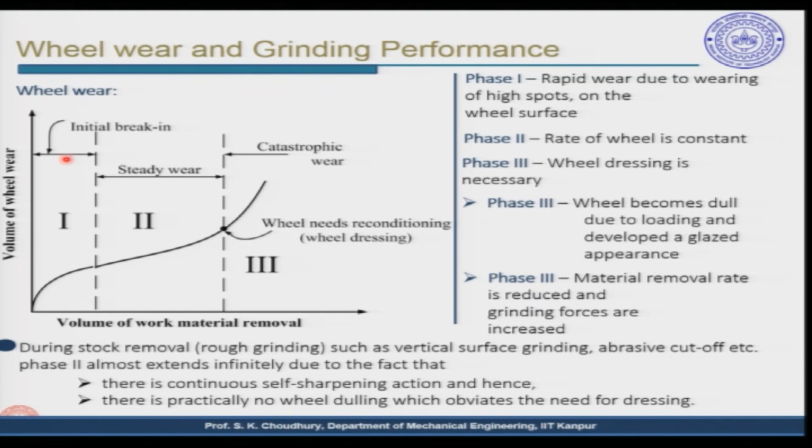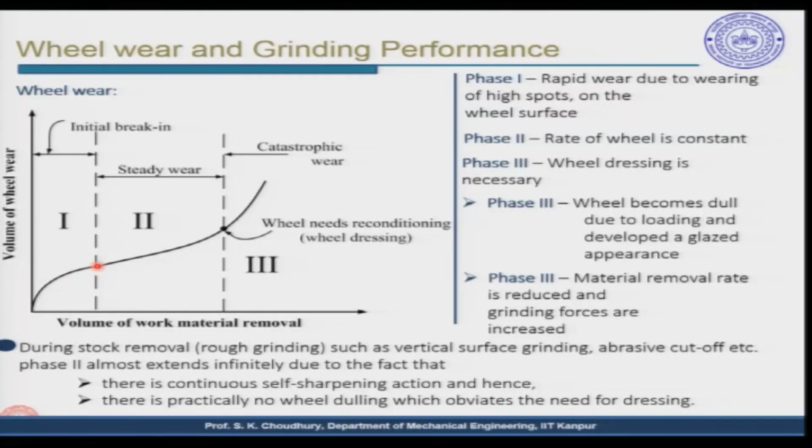If you remember, we said that initially when the single point cutting tool comes in contact with the workpiece, because of the single point there is a very high stress concentration and it gets blunted very quickly. Same thing happens in case of the grinding wheel, that when the grinding wheel with the sharp grains comes in contact with the workpiece, initially the wear is very high because those grains will be dulled. After that, as the grinding process goes on, there is a very steady wear for a very long time.